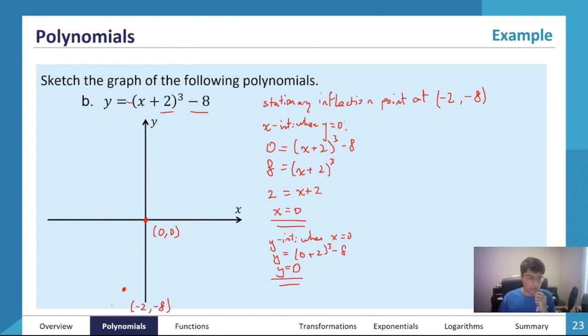And since we only have one turning point, and that is itself a stationary inflection point, it's going to have this kind of form. This is a bit hard to draw, but it's going to go through there, it's going to go through the origin there, and then it's just going to keep continuing up to infinity. It's going to look something like that.